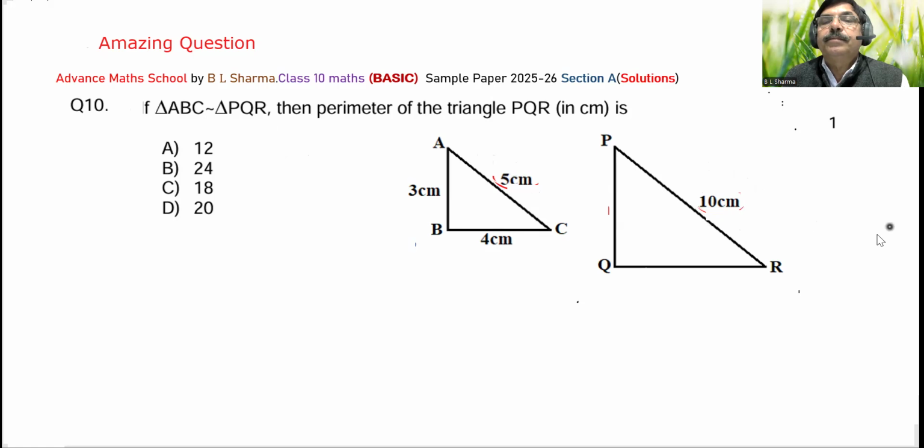That is why सारे साइड्स का रेशियो डबल हो जाएगा. ये 3 सेंटीमीटर है, दिस विल बी 6 सेंटीमीटर, और ये 4 सेंटीमीटर है, 8 सेंटीमीटर. सो यू कैन गेट द आंसर डायरेक्टली. 6 सेंटीमीटर एंड 8 सेंटीमीटर, और 10 सेंटीमीटर, 24 सेंटीमीटर. सो विच इज द करेक्ट आंसर? 24 सेंटीमीटर.